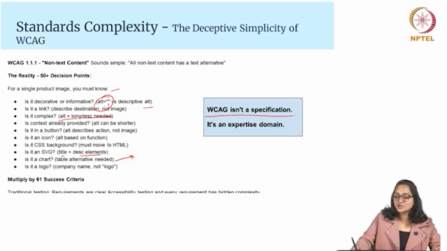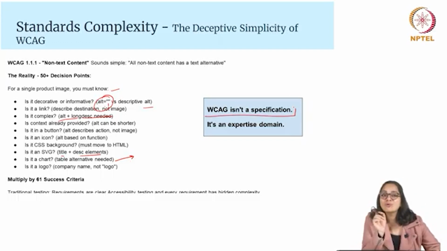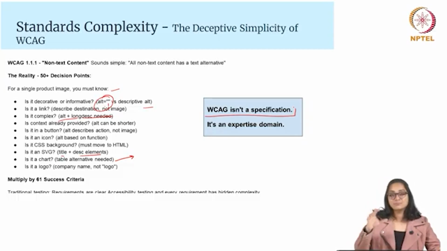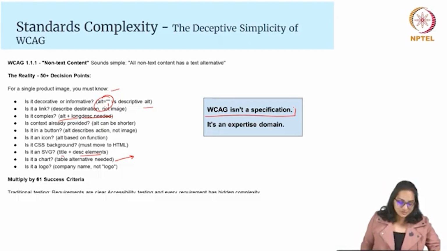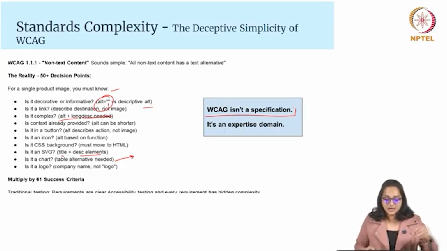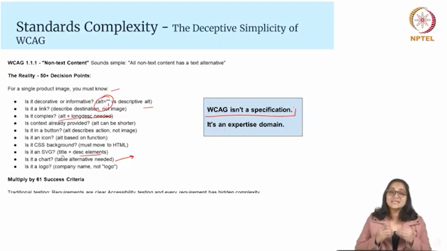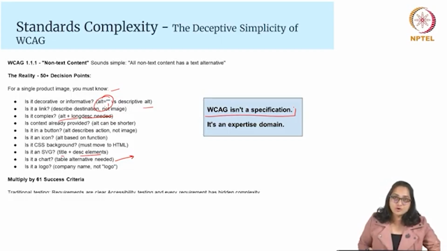So WCAG isn't just a specification, it's a domain of expertise, and people who are familiar with these specifications and this specific domain are going to be of a lot of value to their organizations. Traditional testing requirements are clear, but in accessibility testing, every requirement has a hidden complexity which needs mastery of all of these aspects related to disability and various aspects of testing pertaining to accessibility.